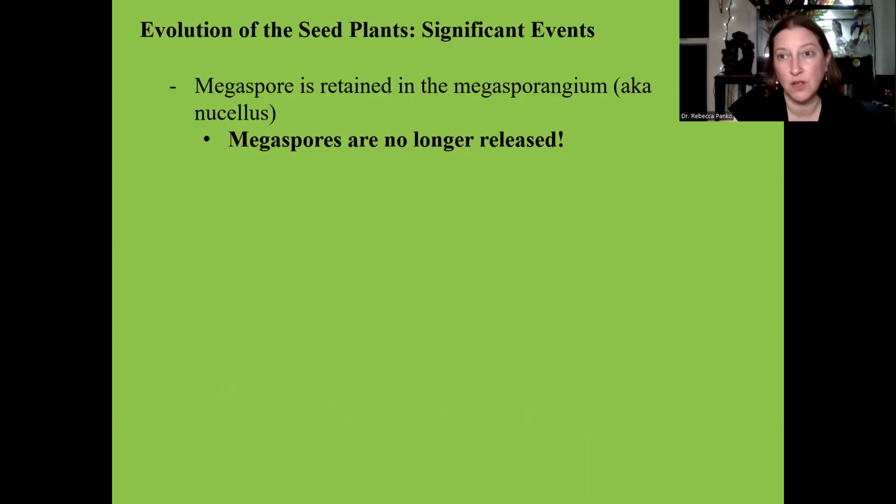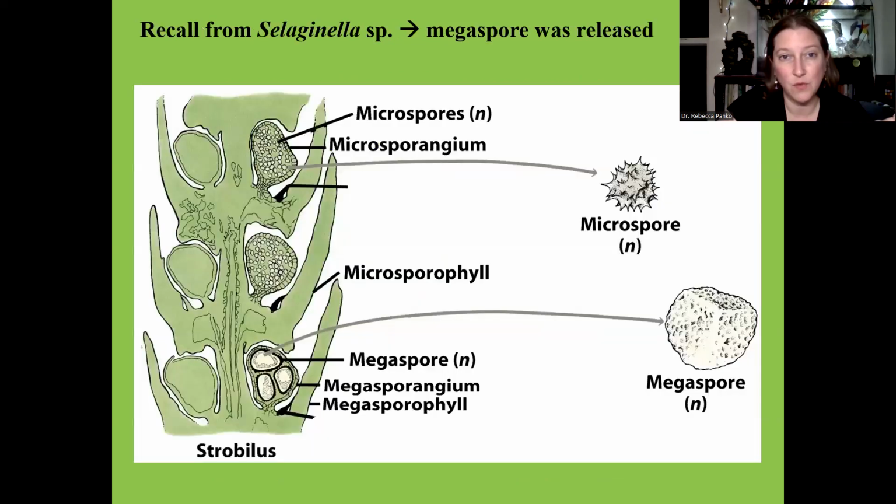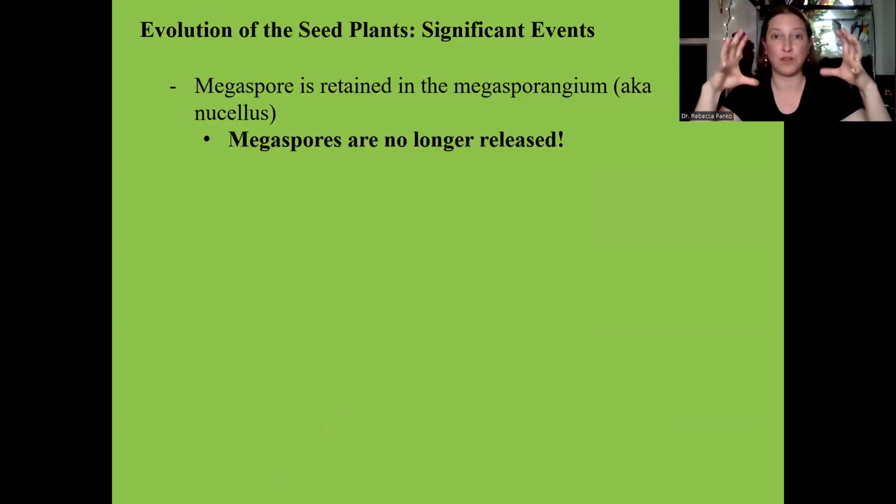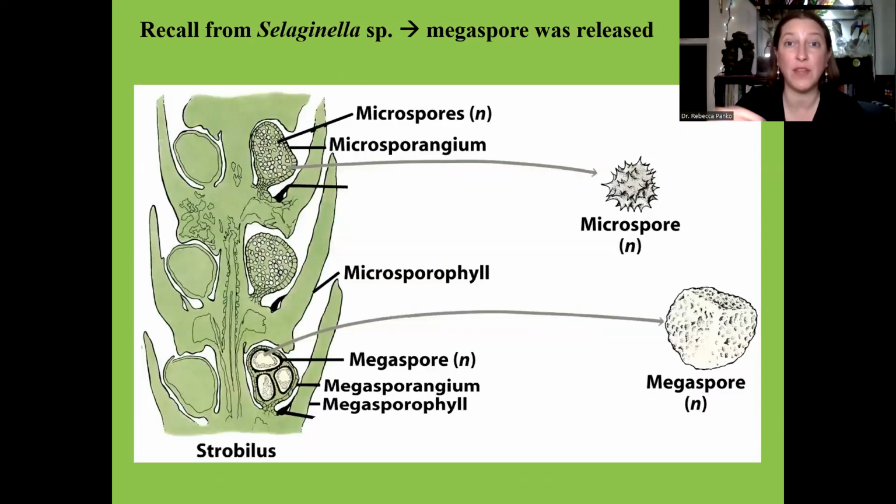This is a big deal. We haven't seen this yet, right? We haven't seen where the megaspore stays inside the megasporangium, period, right? We haven't seen that before. What did we see before? Before, recall from Selaginella, I'm gonna change colors. We saw this. I'll use purple. Look, here is a strobilus of Selaginella. This is a strobilus of Selaginella.